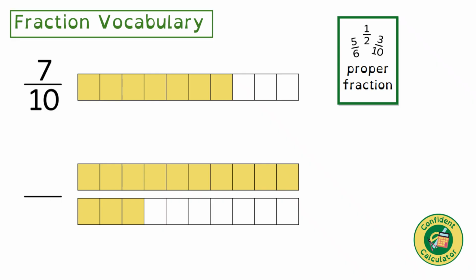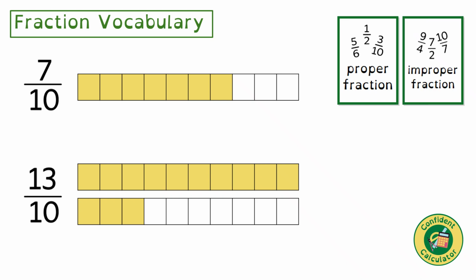In this fraction, the denominator is still 10 because in one bar, the whole has been split into 10 equal parts. However, there are 13 parts highlighted. We have 13 equal parts, so our numerator is 13, giving 13/10. You'll notice that the numerator is greater than the denominator. This is called an improper fraction. An improper fraction is more than 1 whole, and the numerator is greater than the denominator.